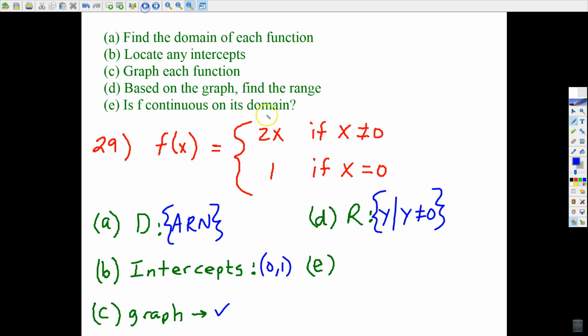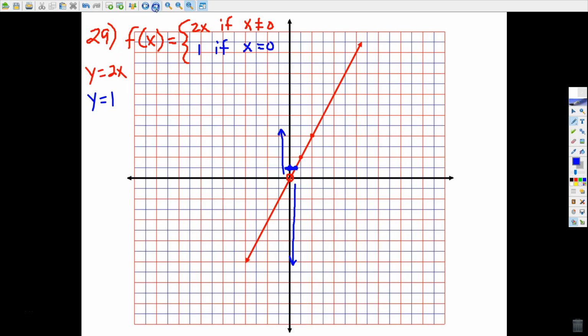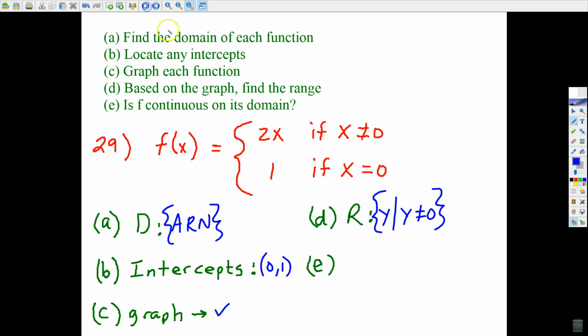Okay, and then part E, is f continuous on its domain? Well, you probably understand what continuous means. There's no breaks in it. Well, we obviously have a break right here. Our red line jumps over the origin and then continues from there. So we're going to have to say no, it is not continuous.